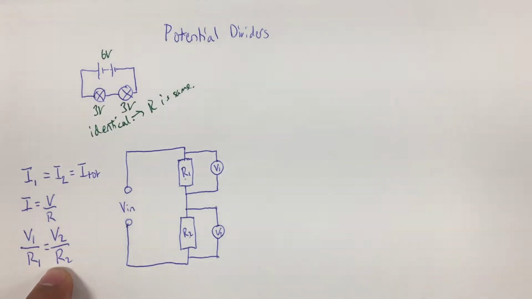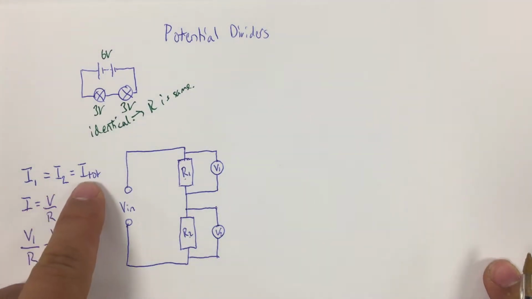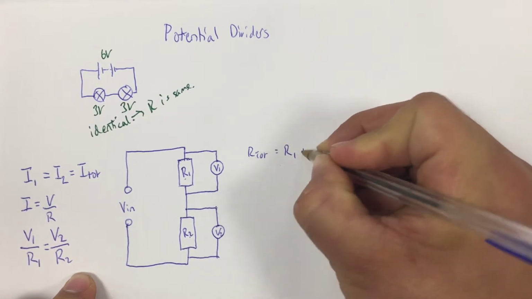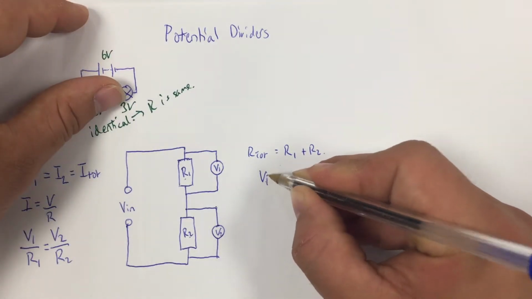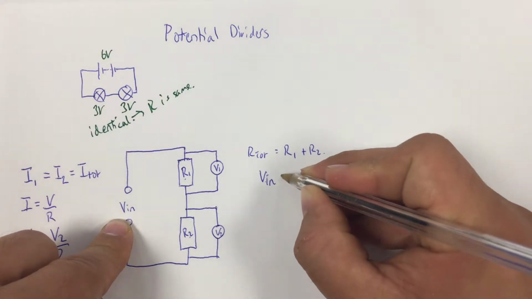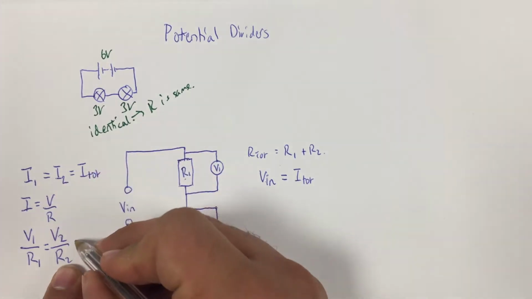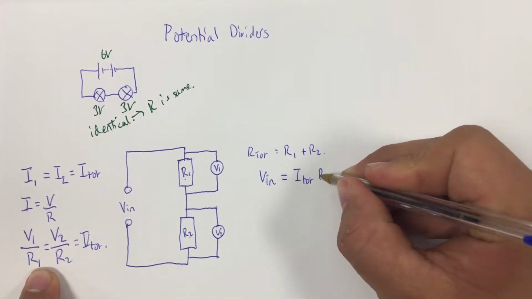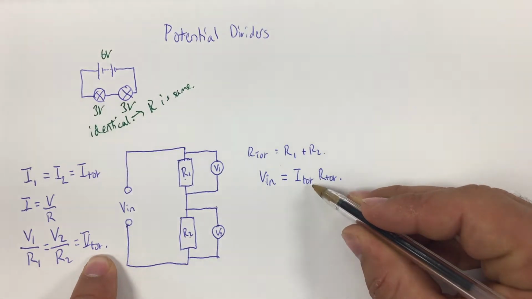Now what we tend to do is rearrange this equation and add it into the equation for the total current, because the total current is going to be linked to the total resistance. Now because this is in series, the total resistance is R1 plus R2. Okay, so if I use this equation, the total voltage, which is actually the voltage going in, is going to be equal to the total current, which we know is equal to this expression here, times the total resistance.